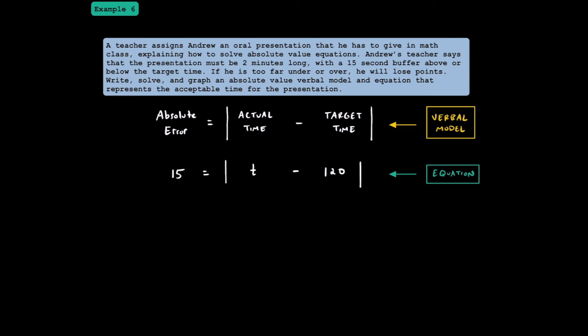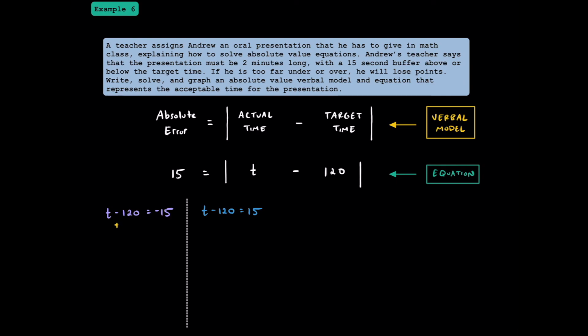The two equations we're going to set up are going to be t minus 120 is equal to negative 15, and t minus 120 is equal to positive 15. Hopefully it makes sense that we're going to have two solutions because Andrew can go up to 15 seconds over the target time or 15 seconds below the target time.